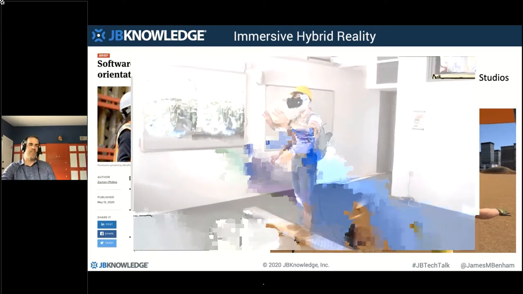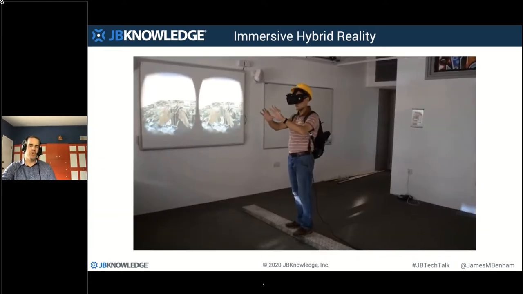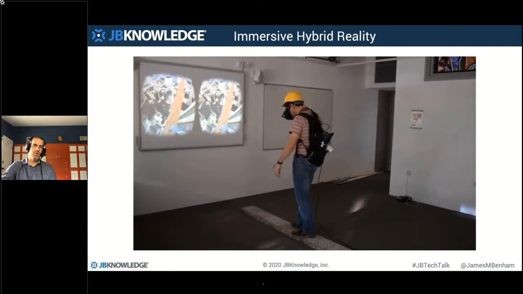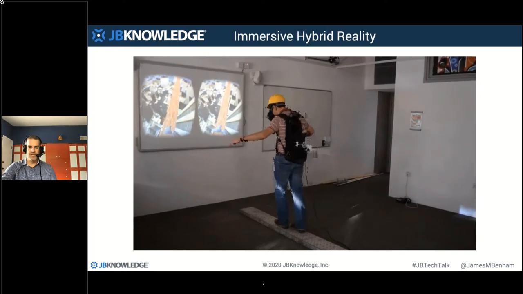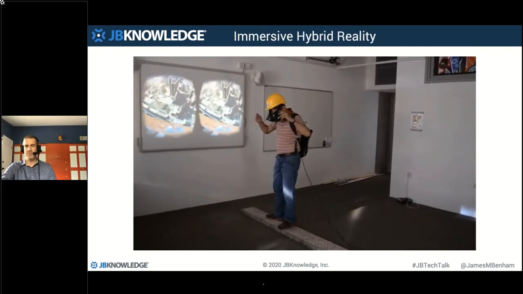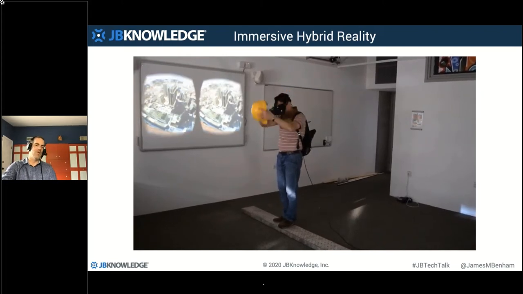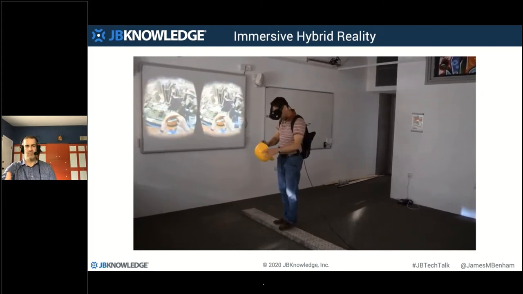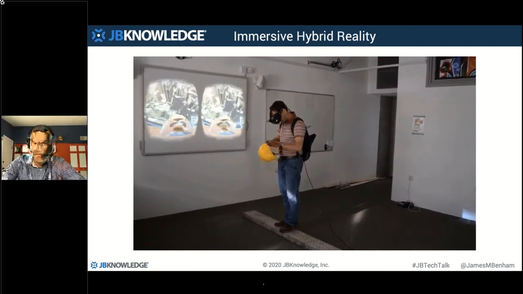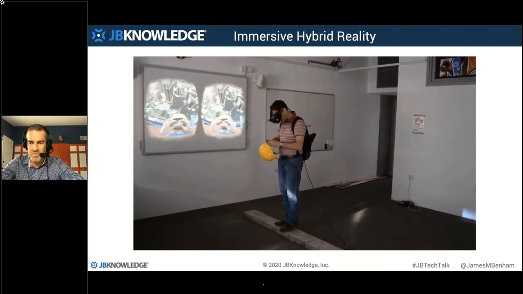This is another type of VR that's being used called immersive hybrid reality, where a 3D scanner or sensor is put on the front of the VR headset so that the user can scan their helmet or their hands into the VR simulation. You can see they're training the worker on how to operate at high altitudes on a beam, and this is a much safer place to do it.